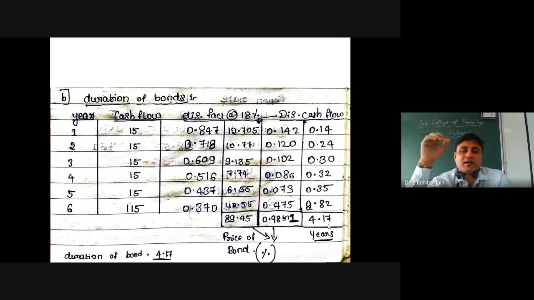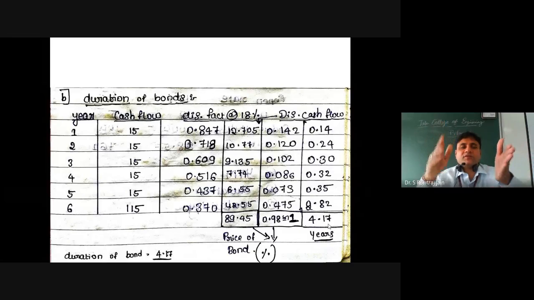Then after that, how do I get the fifth column? I divide 12.705 divided by the price of the bond, that is 89.45. Then 10.77 divided by 89.45. Then 9.135 divided by 89.45. 7.74 divided by 89.45. Okay. Then how do I get the last column, students?